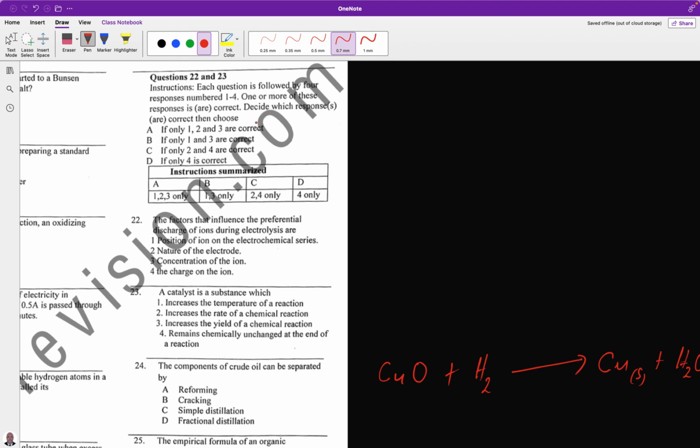I know the position of the ion on the electrochemical series is one of the factors. I know the nature of the electrode, it must be an active electrode, whether it's active or inactive. I know the concentration of the ion. So we have 1, 2, and 3 are correct. And if I go to my answer column, 1, 2, and 3 is A. So question number 22, A is the right answer.